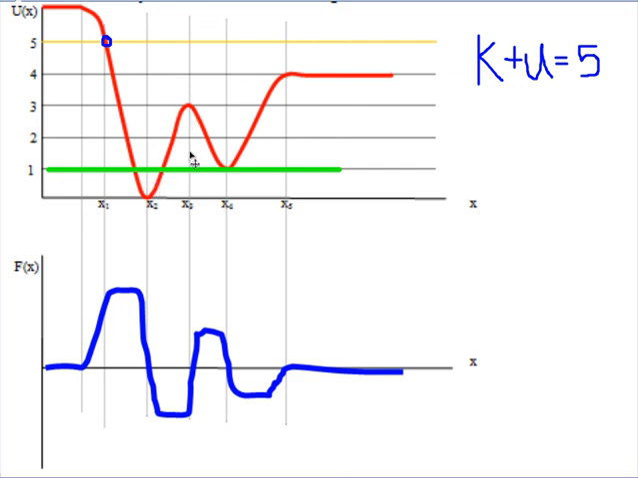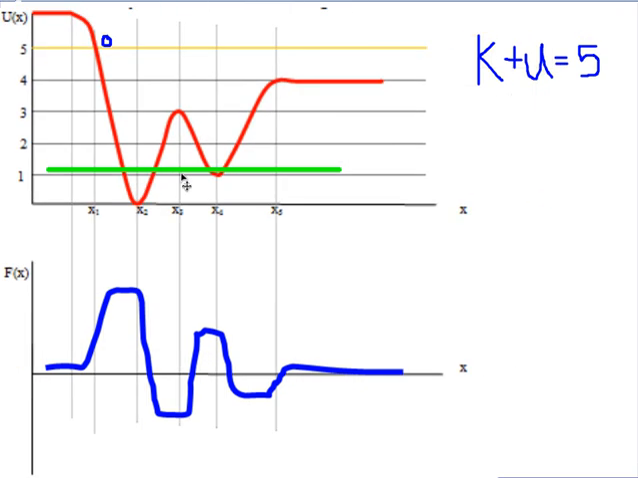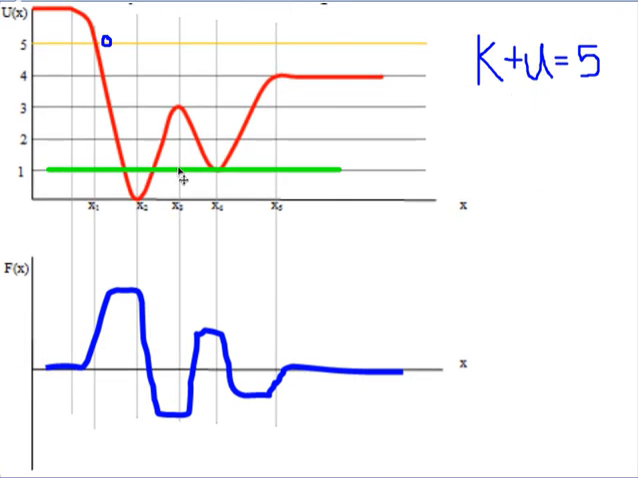If the total energy of the system was not 1, oh, wrong thing moving. Well, we just leave that green bar there.